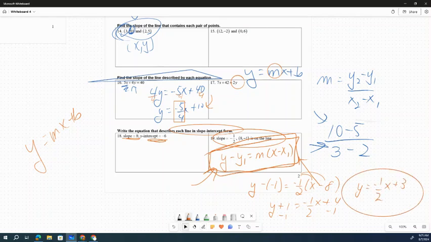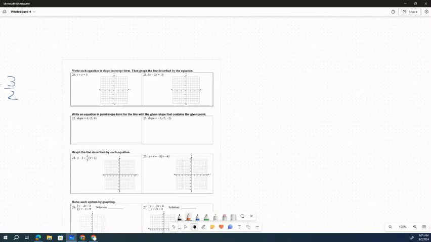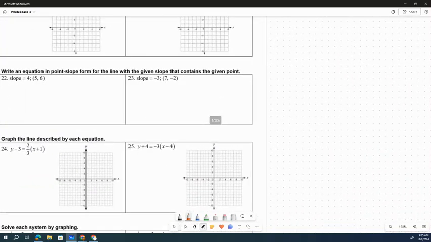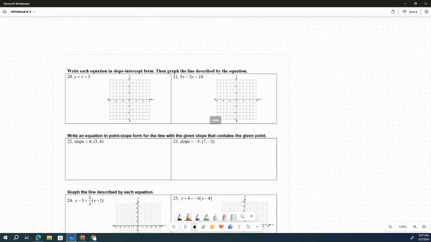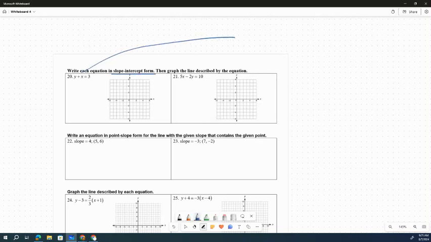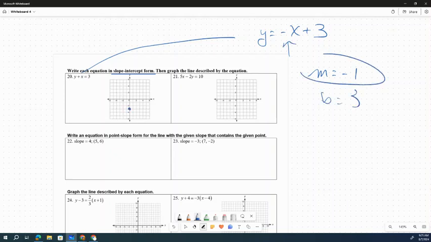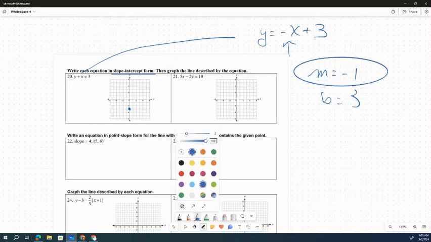Alrighty. I think I have one more sheet. Oh, yes, I do. This says write the equation in slope-intercept form. So in this case, I would just say y is equal to negative x plus 3. And then to graph that, remember, your slope is negative 1 and your y-intercept is 3. I always tell my students, plot the y-intercept and then move your slope. You don't plot your slope. You move your slope. I hope that makes sense.